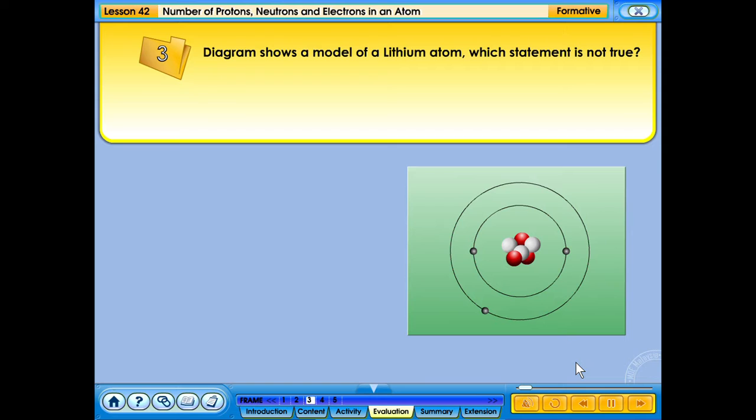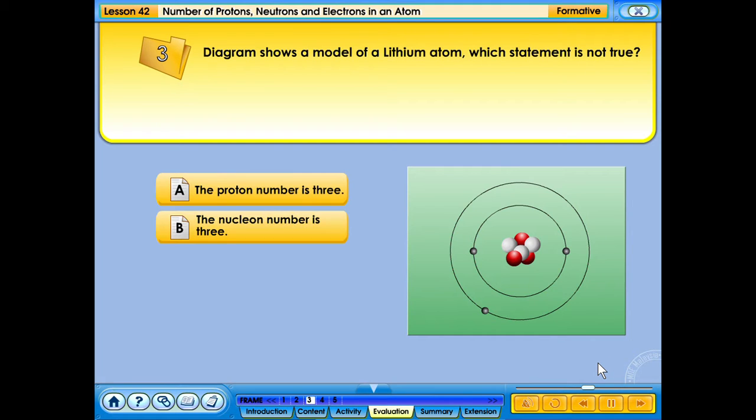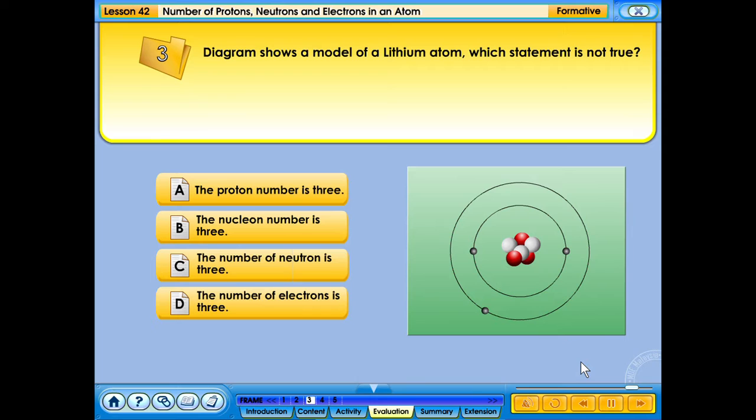Diagram shows a model of a lithium atom. Which statement is not true? A. The proton number is 3. B. The nucleon number is 3. C. The number of neutron is 3. D. The number of electrons is 3.